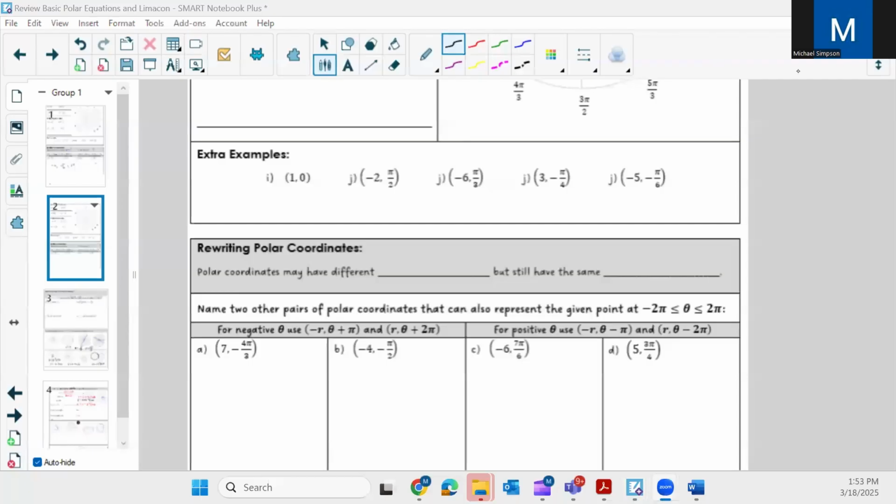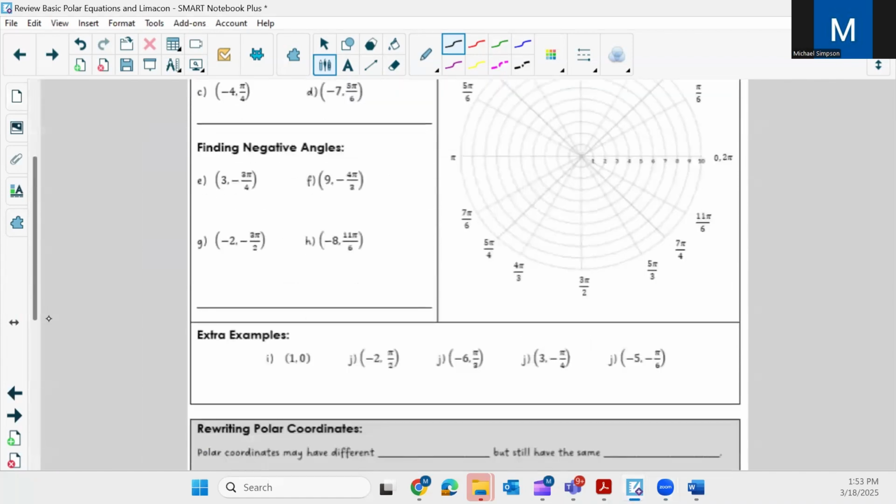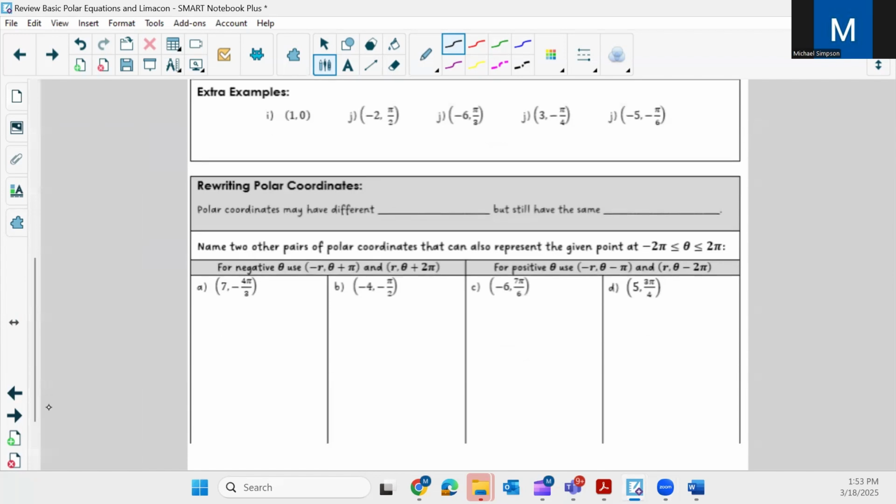What was D? Do we do D? No, let's do that now. So remember now, identify two other points, right? I can write this point where the angle is between -2 pi and 2 pi. Okay, and so remember, I said this yesterday. So these are different formats we can use.